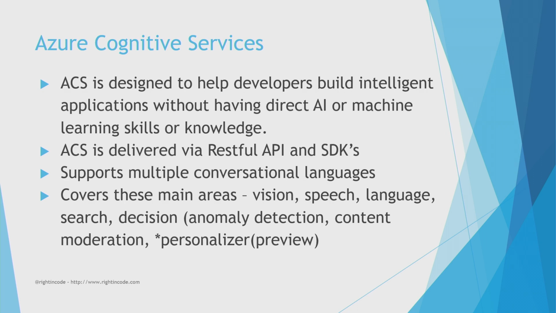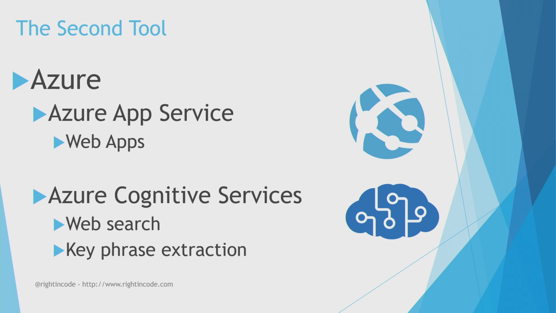And then it generally covers these main areas. So we have vision, which has tons and tons of examples. Also speech, language. There's also search, which we're leveraging in this particular solution. And then there's decision, so anomaly detection, content moderation, and then there's this new thing that just recently came out, Personalizer, which is very similar to what we're doing here in this app, but it's in preview, and I'm probably going to take a look at it in a few weeks. Basically, that's designed to create a unique experience for an individual user, which is kind of what we're after. That came out before I started working on this. So at any rate, that's Azure Cognitive Services, and those are the tools, at least from an Azure perspective, that we're using as part of this solution.